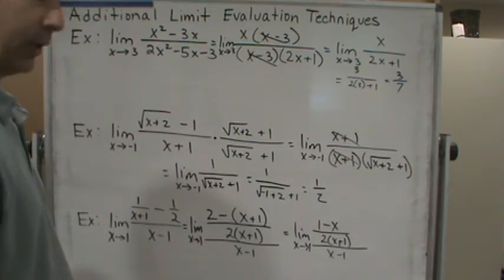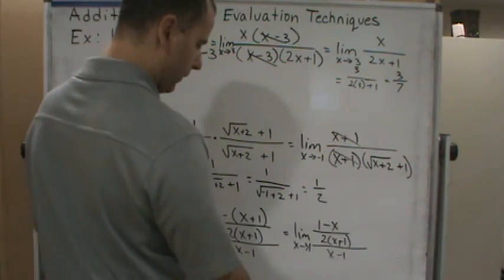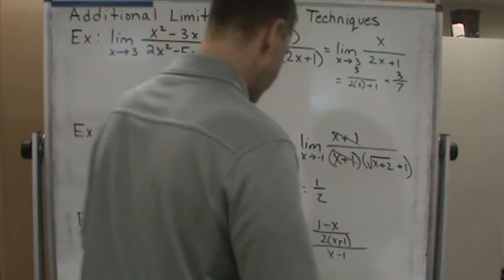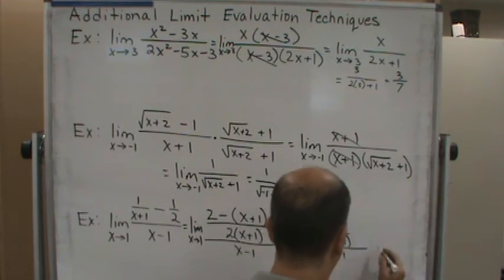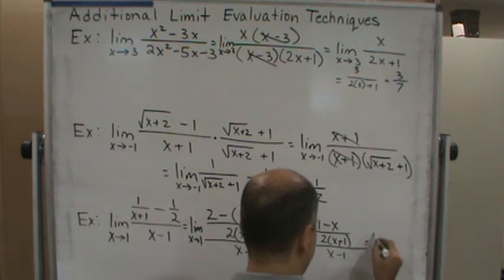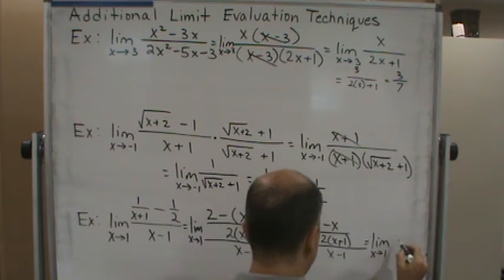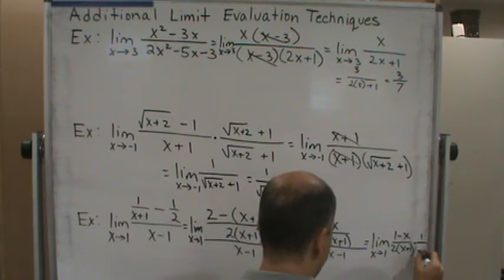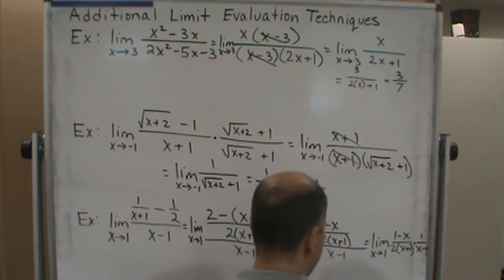So now here's what I'm going to do. At this point I'm going to flip this up, right? So watch how I'm going to do this. Okay, so now I'm going to write this as a product of the reciprocal, right? So I'm going to write this as the limit as x approaches 1. And now this is going to become 1 minus x over 2 times x plus 1 times the reciprocal of the bottom, which is going to be 1 divided by x minus 1.